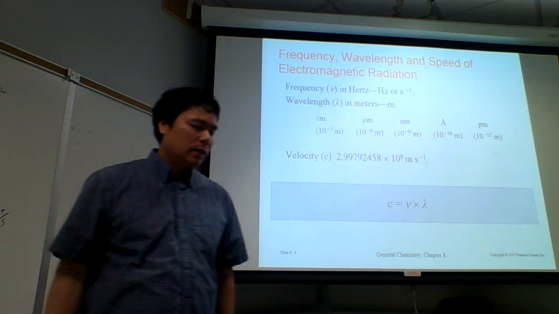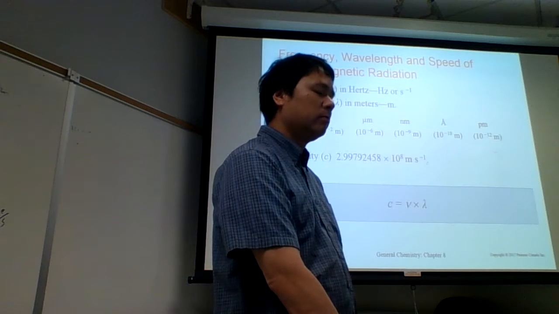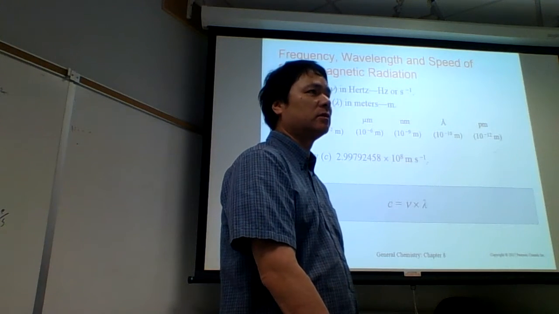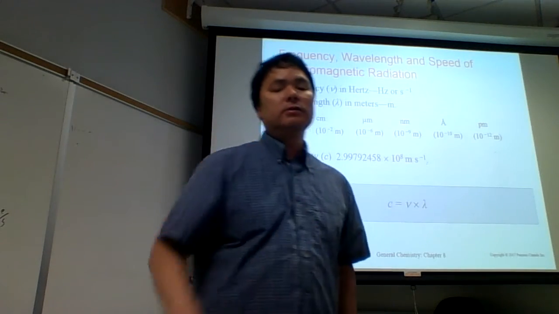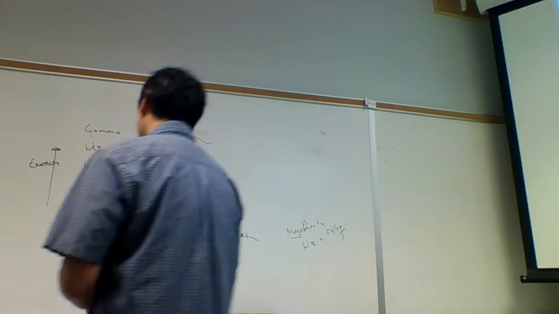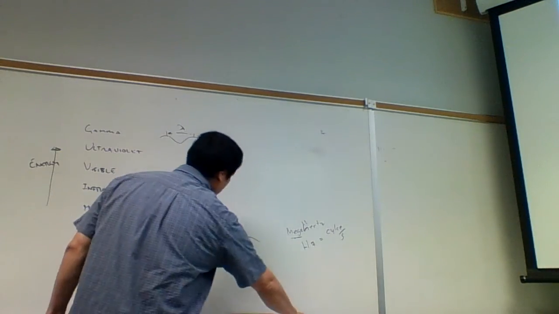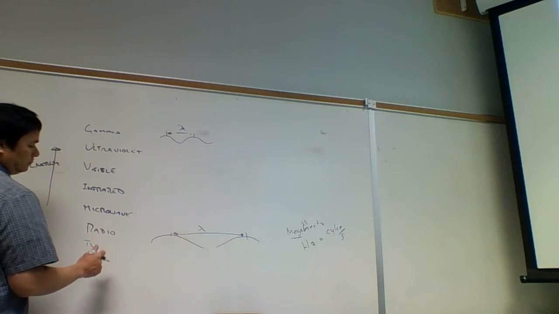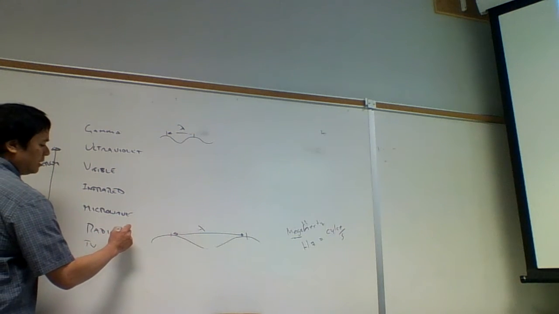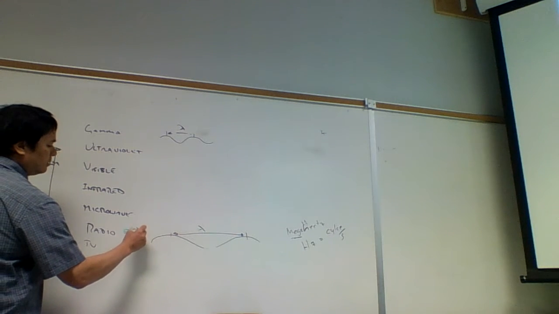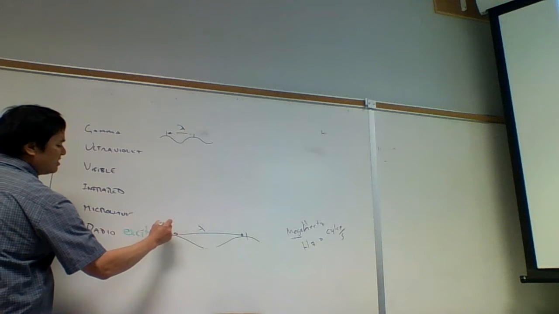Now, when light interacts with matter, it's going to react with charged particles because light consists of electric fields, right? And so we need some kind of charge to interact with this. And so let's take a look at light and matter. Radio waves are enough to excite electrons in metals.